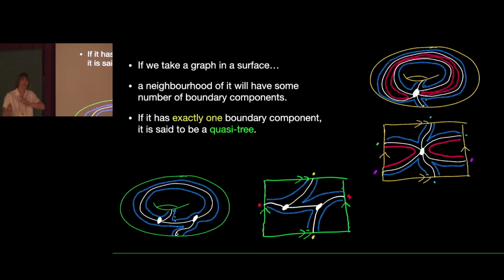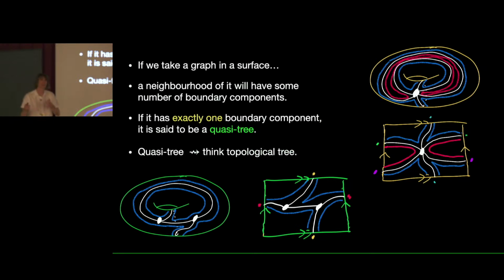Okay? So I've got some things that are very much non-trees that have exactly one boundary component. And this is the one definition you need to remember for this talk. I'm going to call these a quasi-tree. So a quasi-tree is an embedded graph whose neighborhood has exactly one boundary component. And these were exactly what Carolyn was talking about, but I've just changed the language from ribbon graphs to graphs and surfaces. And the idea here, again, what Carolyn was just saying, is that if I'm wearing my topological graph theorist hat, whenever I see tree in graph theory, if I want to think of a topological version, I'm going to think quasi-tree instead.